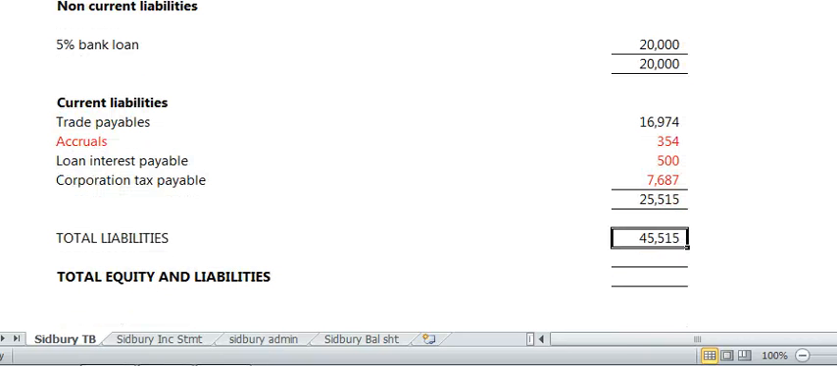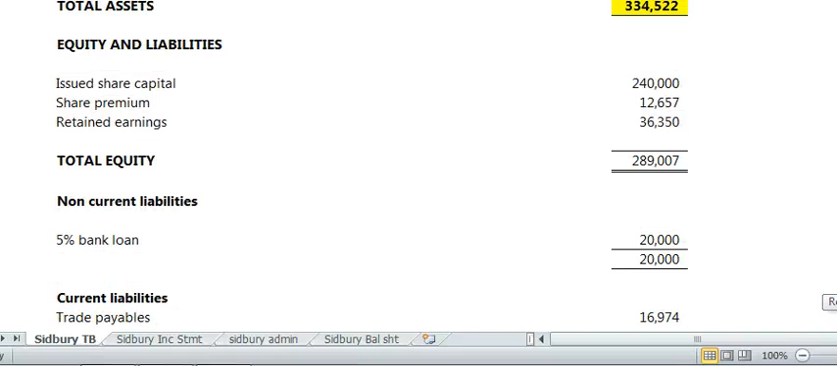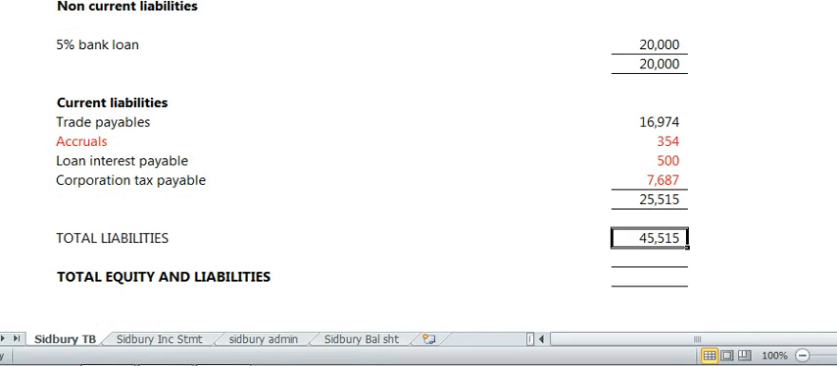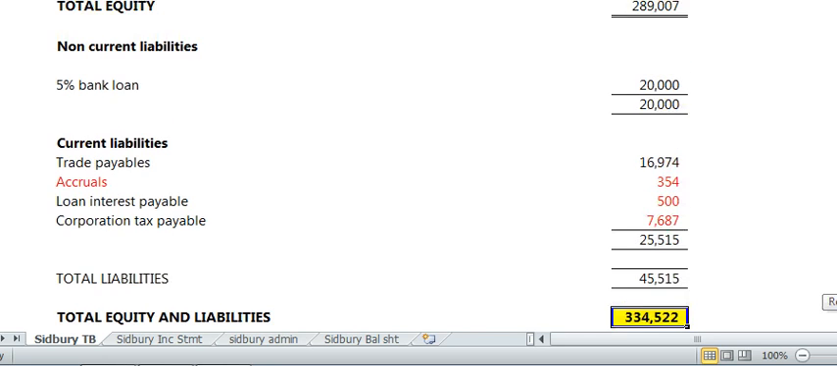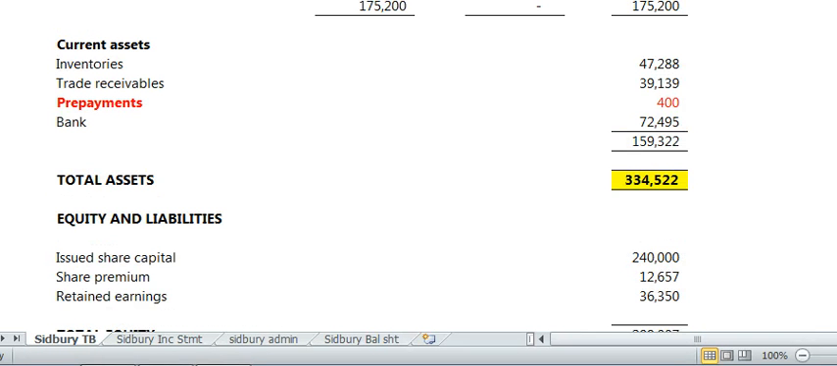45,515. And lastly, we want our total equity, which is the 289,007, and our total liabilities, 45,515, which come to 334,522. Let's make it yellow because then we're going to check it against our total assets to make sure it's the same. 334,522. Yes, it's perfect.